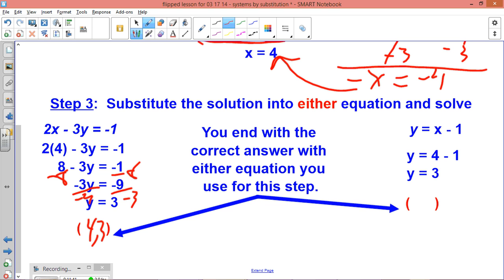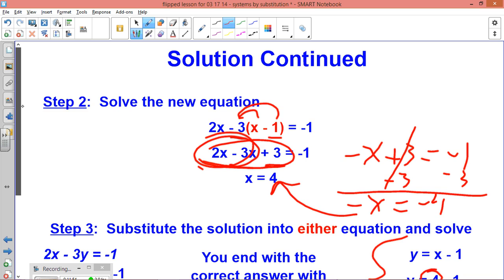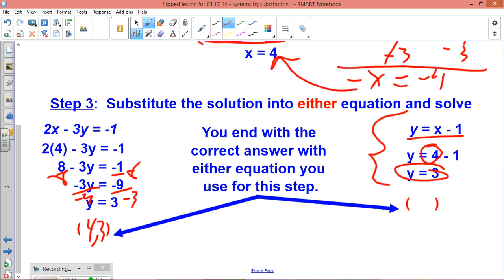On the second one, I do the same thing. I plug in 4 for x. I get y equals 4 minus 1, so y equals 3. Clearly, this one over here is the easier one to plug into, and you can just kind of get that by the fact that it's the easier looking equation. If you have one that is already y equals, that's usually a good one to plug in for, but either one will give you the right answer.